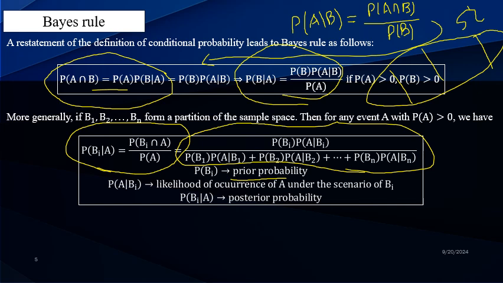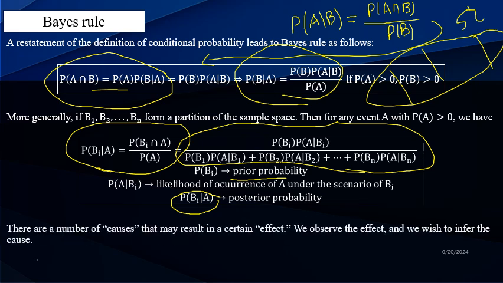And what is the probability of Bi given A? That is the updated probability of Bi once you are able to compute the probability of A. From the data you will be able to compute the probability of A, then you are trying to update the probability of Bi. This you are willing to compute. It is the updated probability. This we had already discussed, and the Bi we call causes, and A we call the effect. Causes lead to effect in various scenarios.